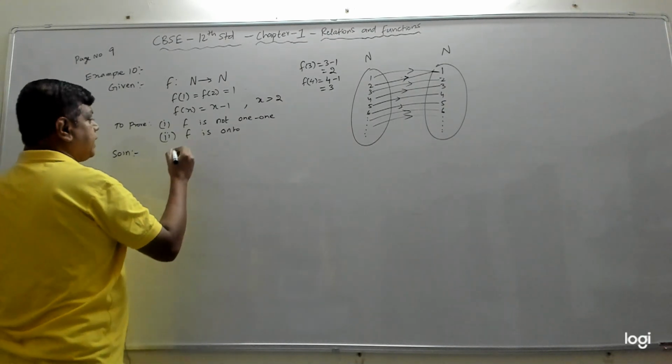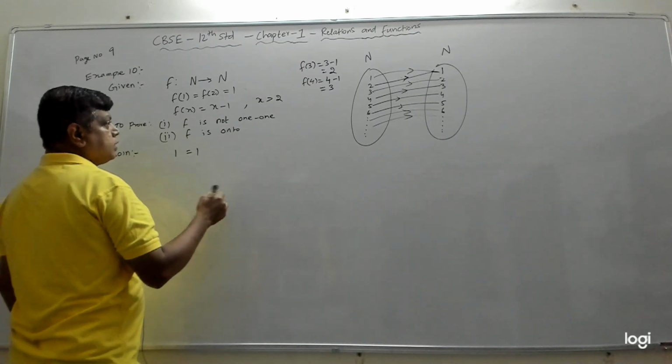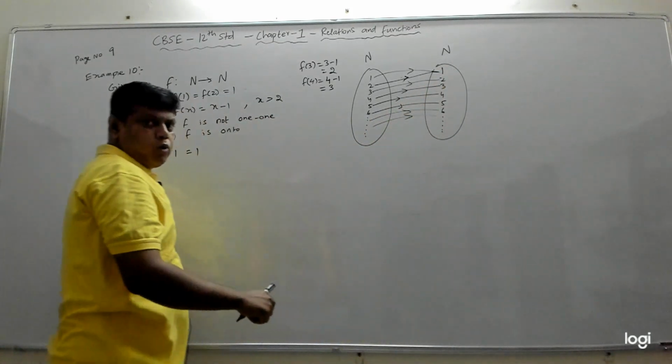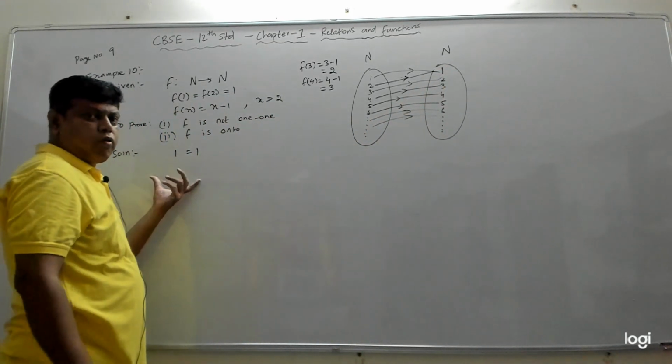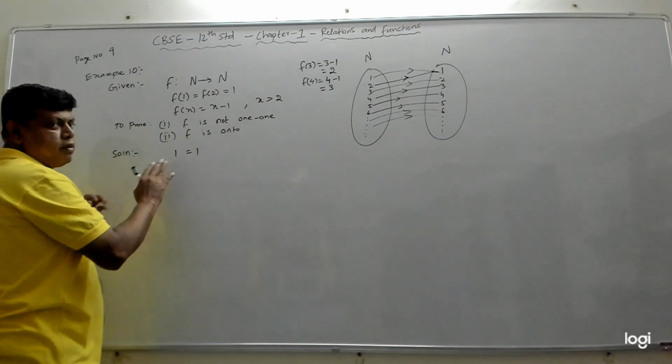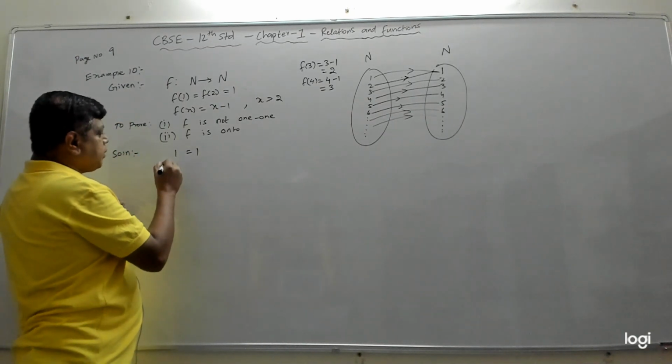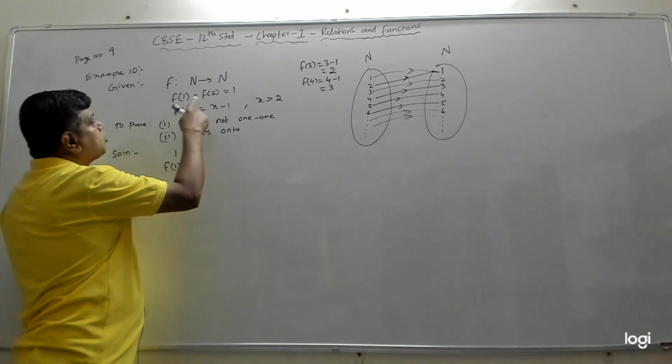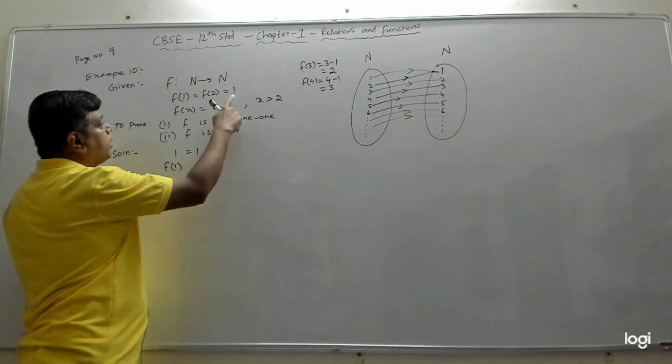So which means we will say 1 equal to 1. This 1 is the same as 1. 1 equal to 1 is so obvious, but still we'll write it. But this 1 can be written as f of 1, and even this 1 can be written as f of 2.